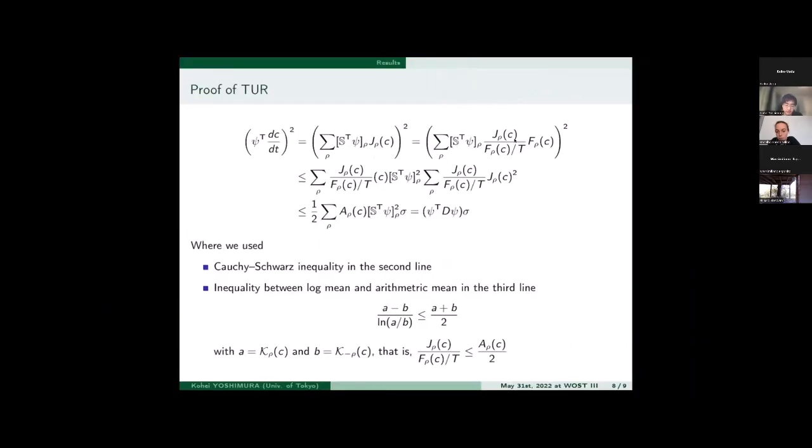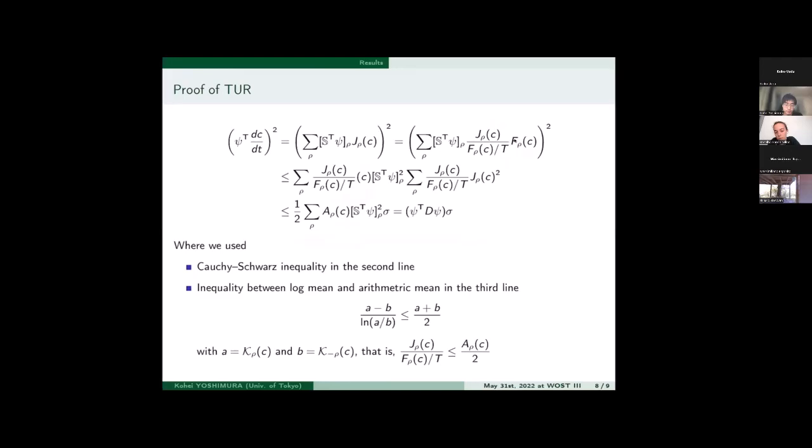And here is a proof of the TUR. I will go quickly. This quantity is written like this. By regarding this ratio as a metric, one can use the Cauchy-Schwarz inequality. And this metric is also an important point of our preprint, by the way. And by using the logarithmic inequality for this quantity and this A, one can prove this inequality, the TUR.